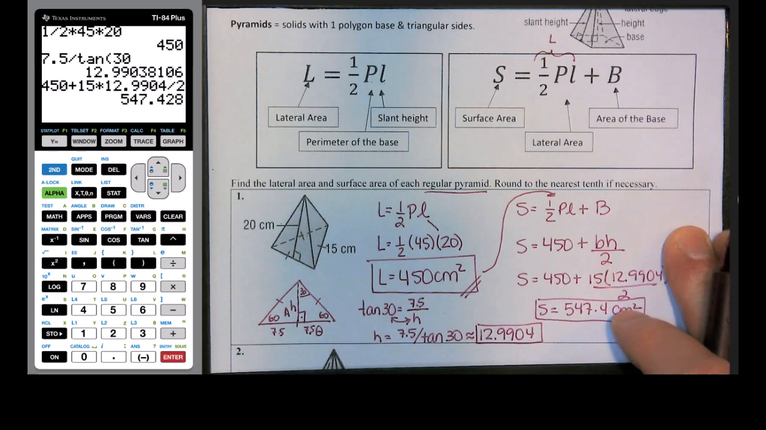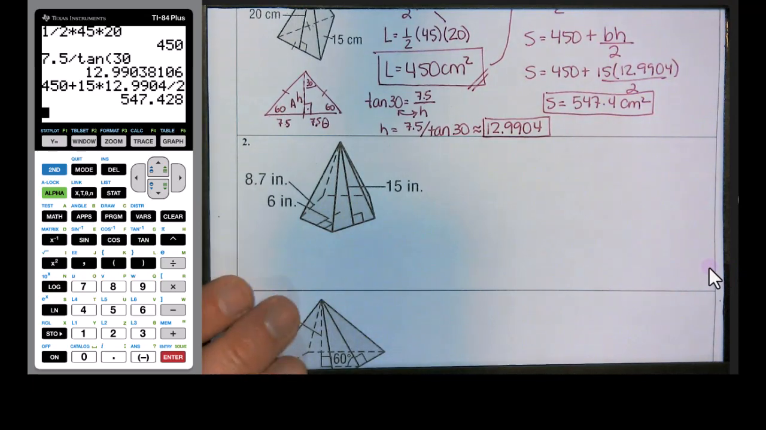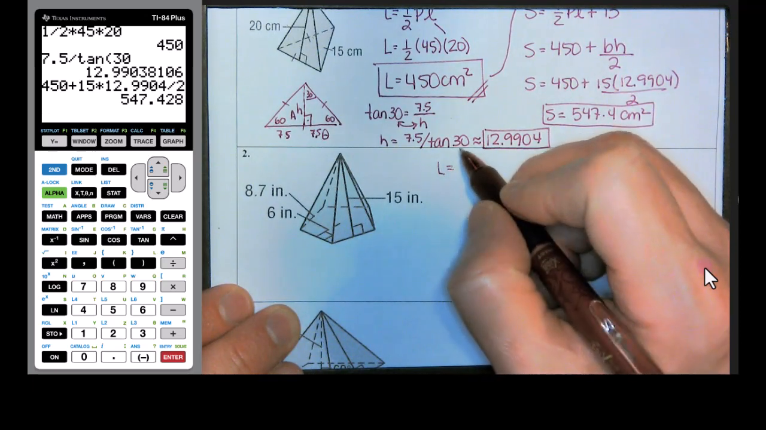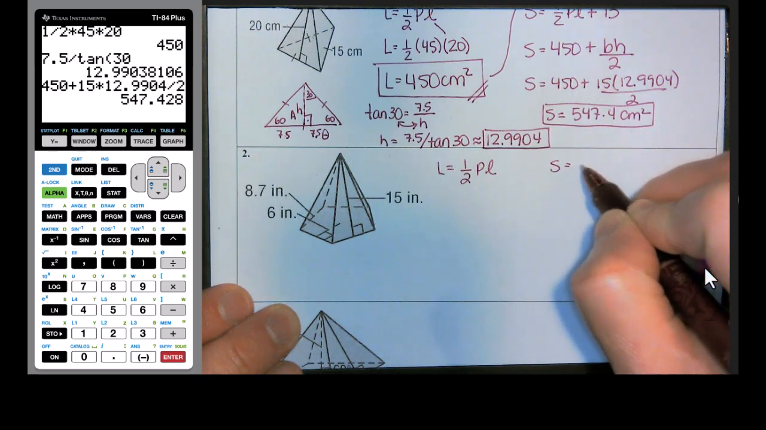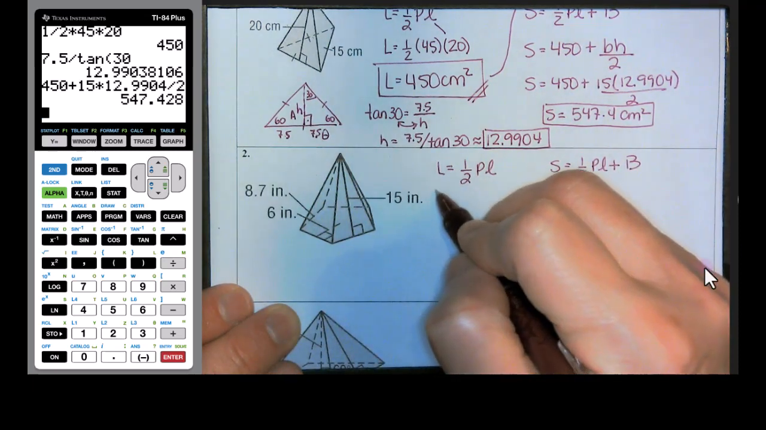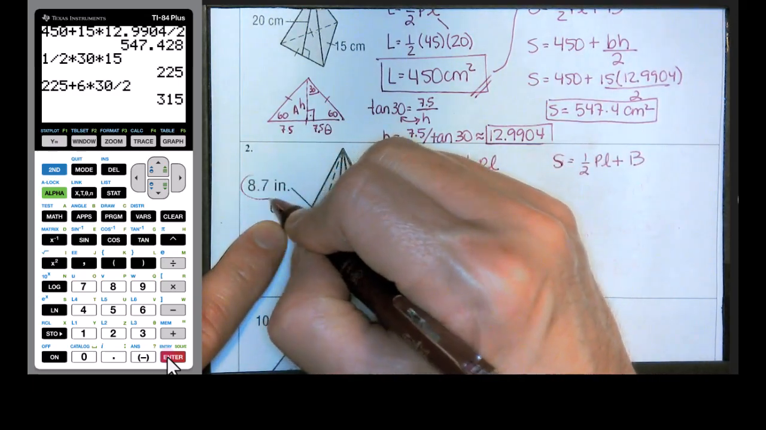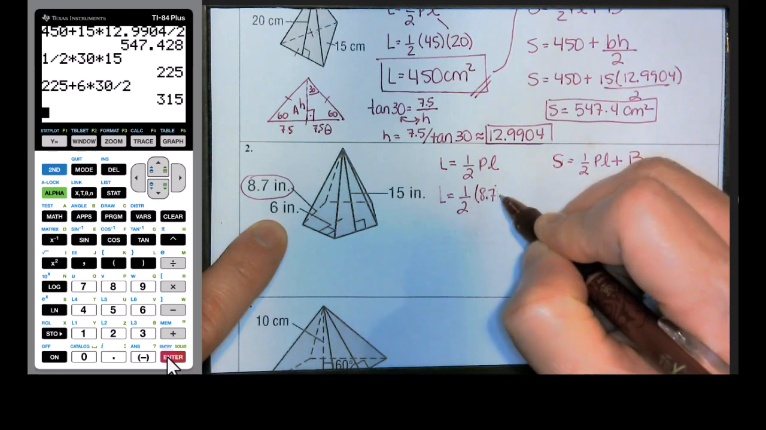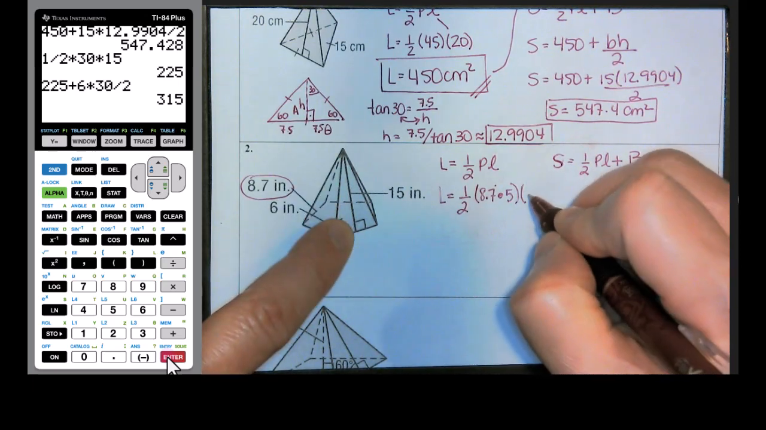All right, let's go on to the next problem. Problem number 2, we have a pentagonal pyramid. Okay, so we start out with the formula, which is lateral area equals 1/2 perimeter times slant height, and the surface area is 1/2 perimeter times slant height plus the area of the base. So 1/2, the perimeter would be, here's the side, 8.7, so it'd be 8.7 times the number of sides, which is 5, times the slant height, which they gave us to be 15.